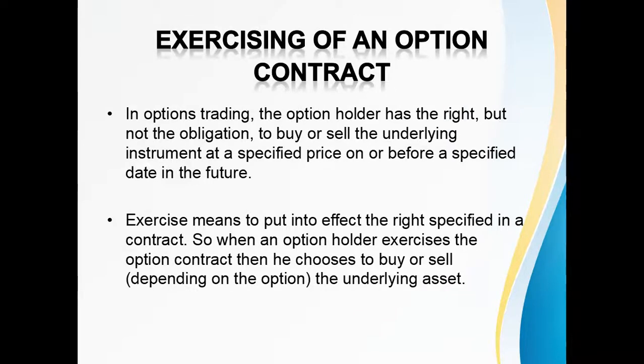Now, exercising of an options contract. In options trading, the option holder has the right but not the obligation to buy or sell the underlying instrument at a specified price on or before a specified date in the future. Now, exercising the options contract means to put into effect the right specified in a contract. So, when an option holder exercises the option contract, then he chooses to buy or sell the underlying asset depending on the option.